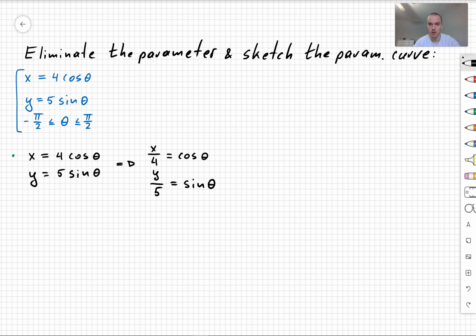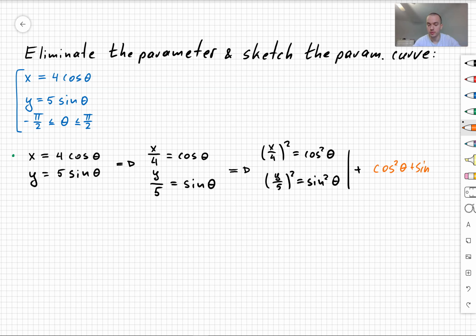So what I'm going to do, I'm going to take x is equal to 4 cosine theta, y is equal to 5 sine theta, and divide both sides by the coefficients 4 and 5 correspondingly. And then I'm going to raise both sides to the second power. And we remember that cosine squared theta plus sine squared theta is equal to 1.